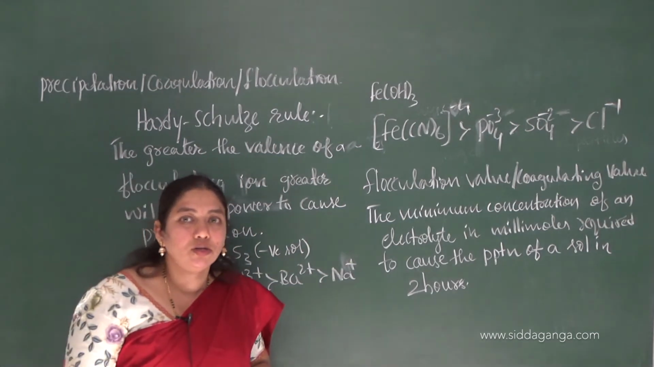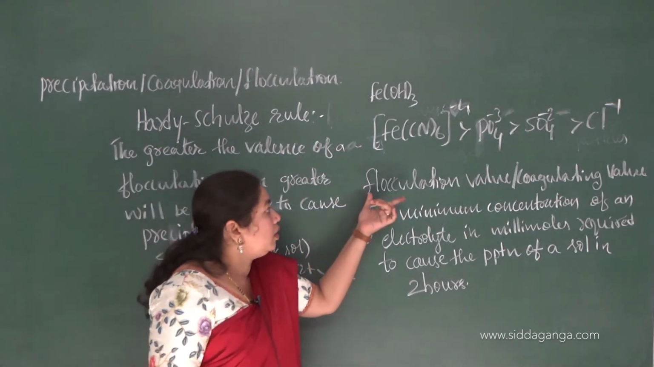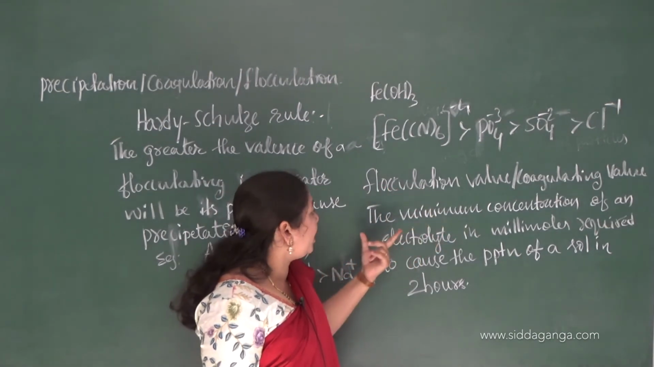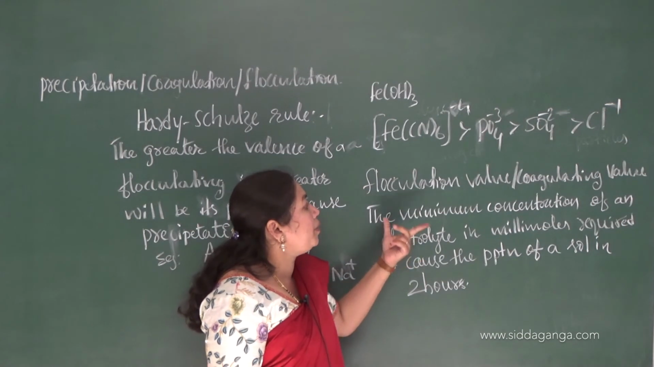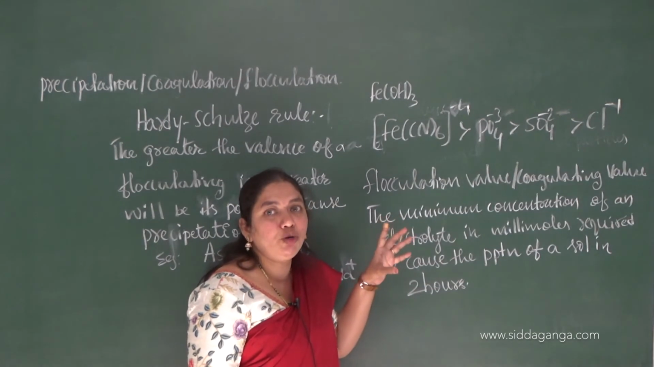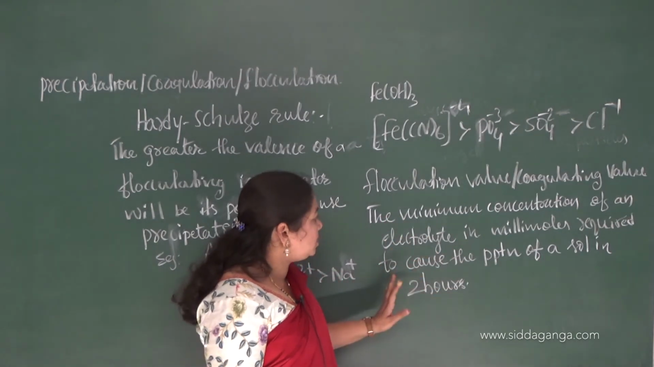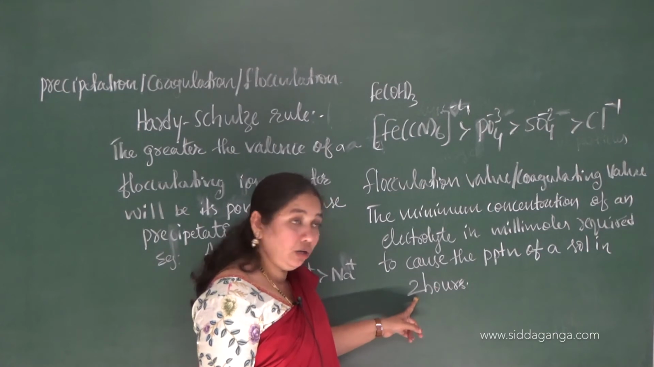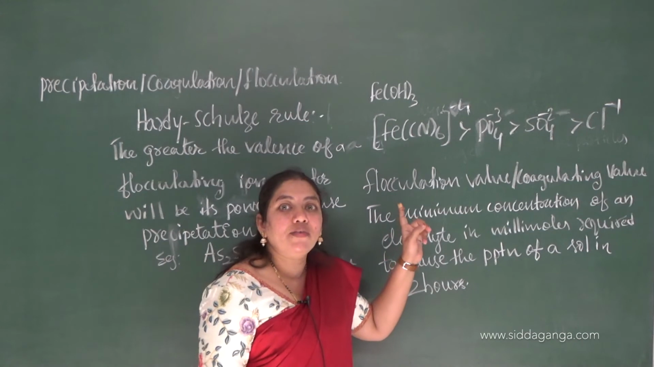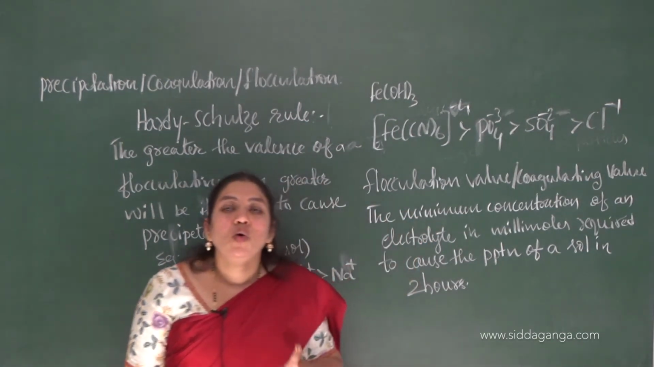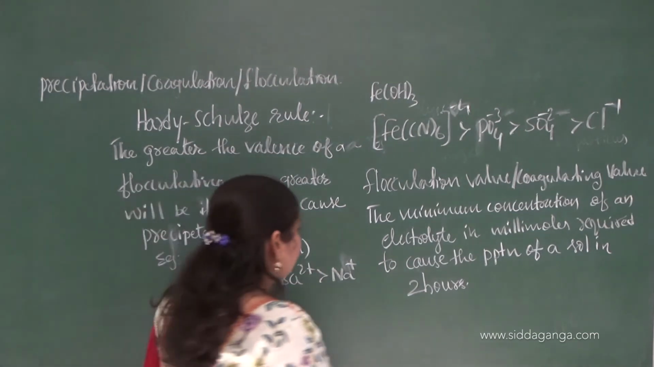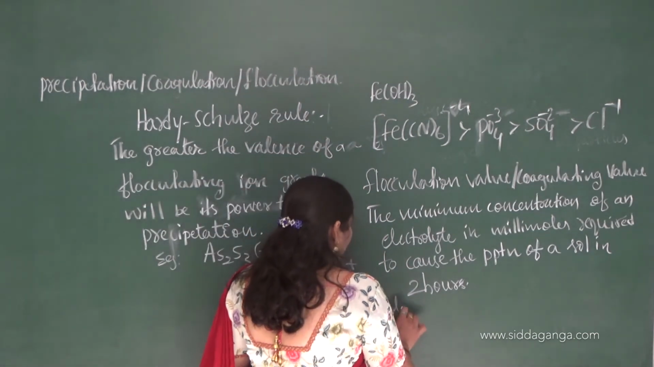Flocculation number, right? Sorry for the disturbance. So the flocculation value, or the coagulating value, is defined as the minimum concentration of an electrolyte in millimoles, which is required to cause the precipitation of a sol in 2 hours. That is called flocculation value or coagulating value. The lesser the value, the more will be its flocculating power.